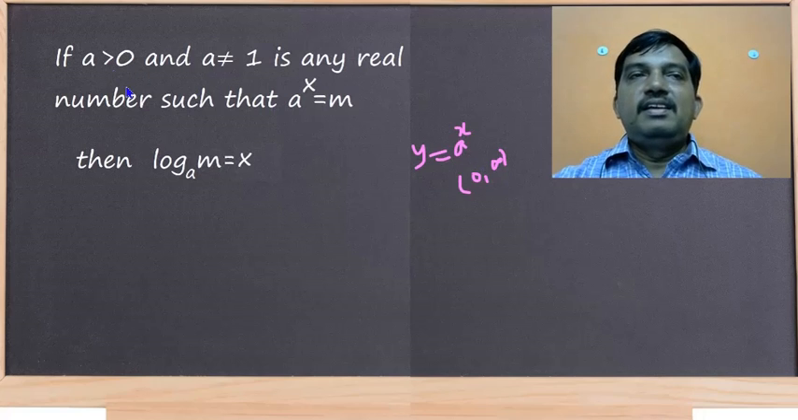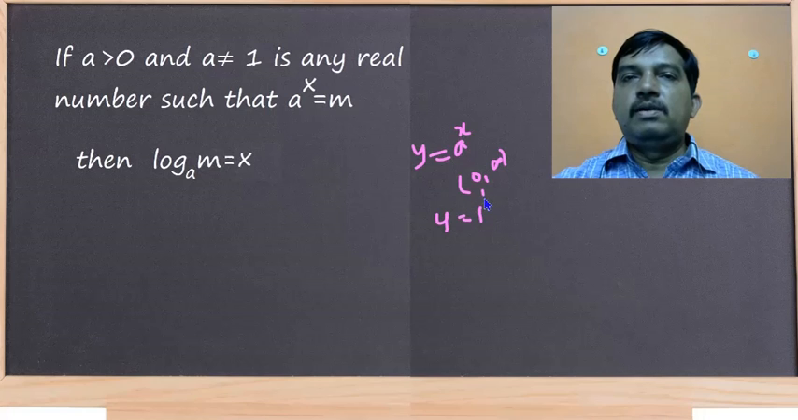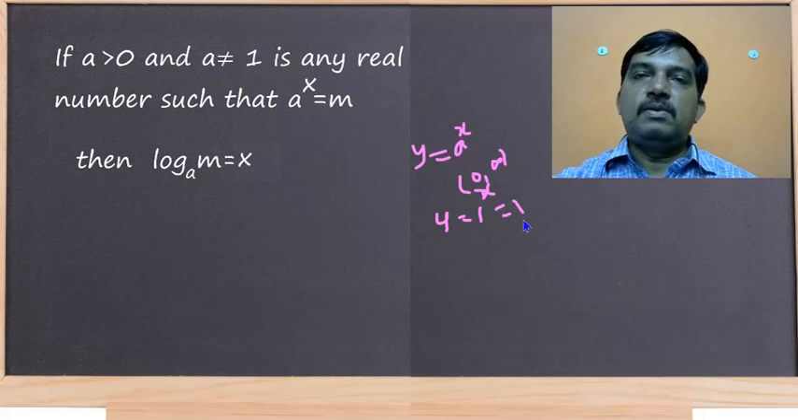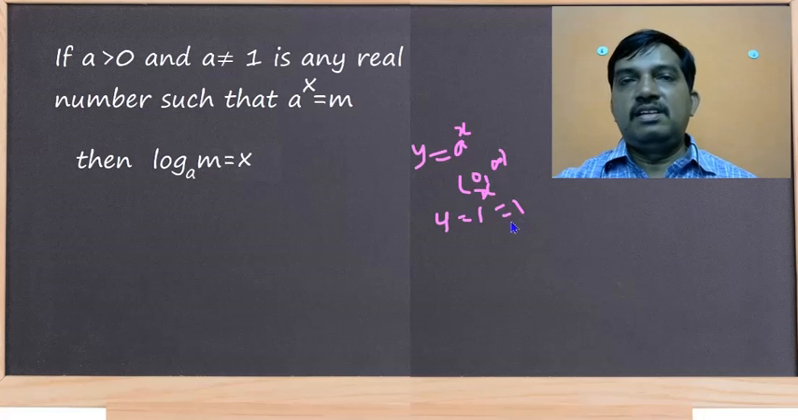And here, a is greater than 0 and a is not equal to 1. I will take a not equal to 1, because if you take y is equal to 1 power x, this function will not be 1-1, because it will become a constant function. If it is a constant function, then it is not 1-1, and it is not possible to find the inverse of the function. That's why to define the inverse of the function, I will not take a equal to 1.